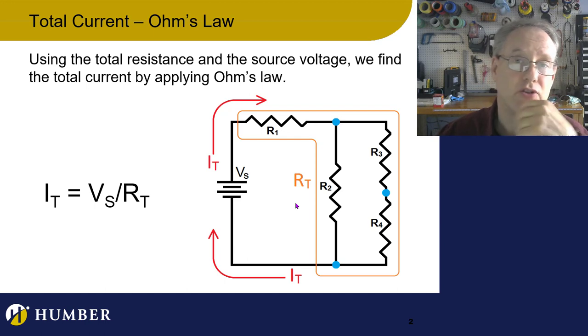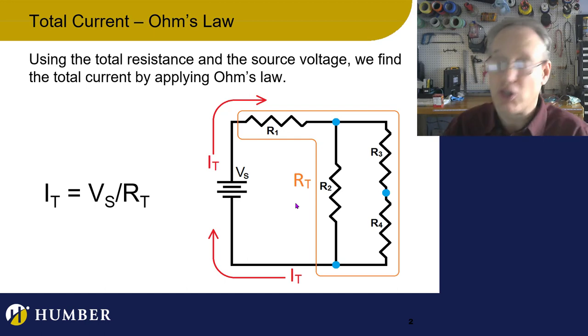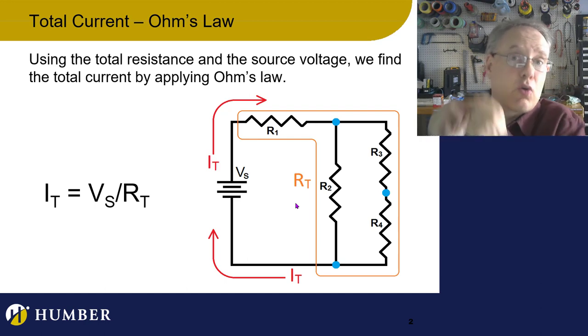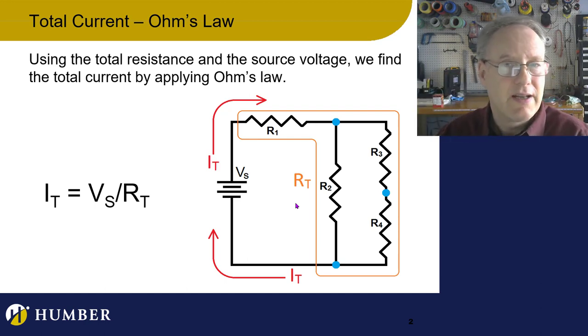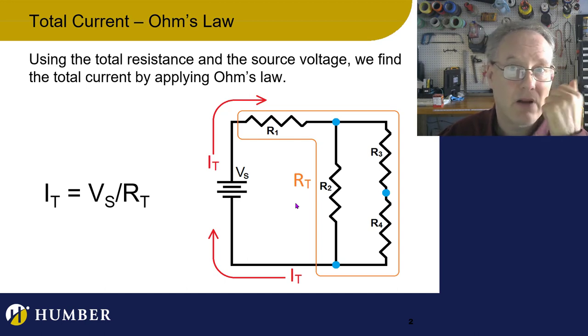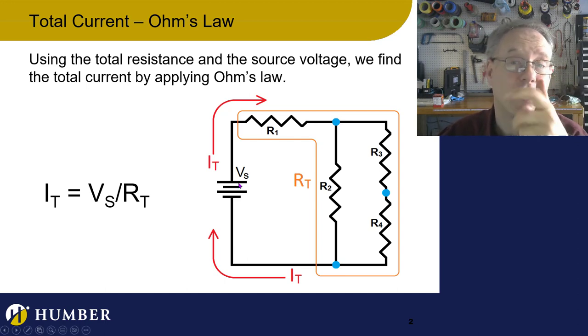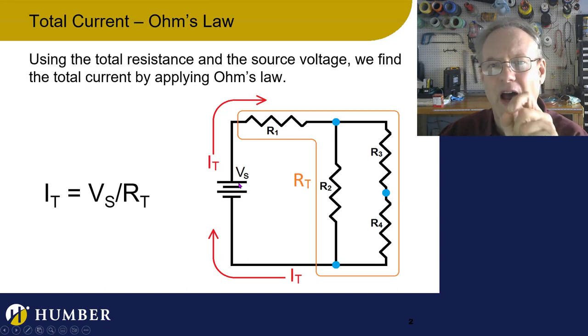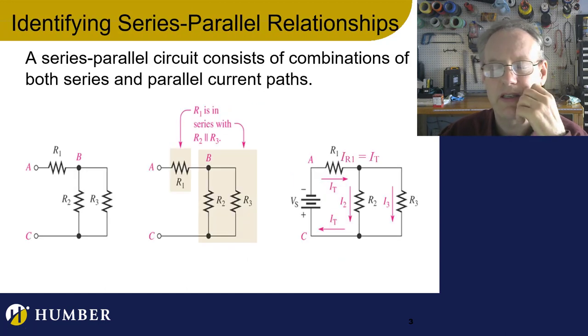We can also say that the total current is the total voltage, or the voltage source, divided by the total resistance. How do we calculate the total resistance? Actually, there are a lot of other things that we need to think about how to calculate. Let's define what a series and parallel circuit is.